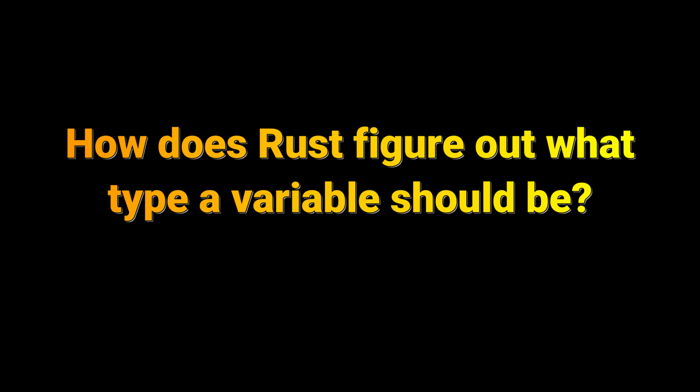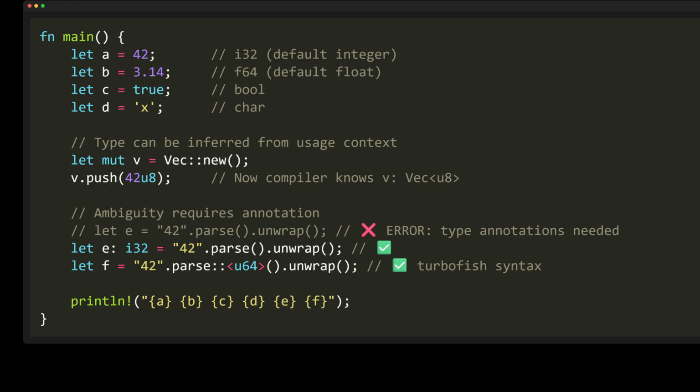Question: how does Rust figure out what type a variable should be? Rust is smart about guessing types. When you write a plain number, it assumes a 32-bit integer. For decimal numbers, it assumes 64-bit. It can also figure out types from how you use a variable, like when you add a byte to a list, it knows the list holds bytes. But sometimes Rust needs help, like when parsing text to a number, you need to tell it what type you want.